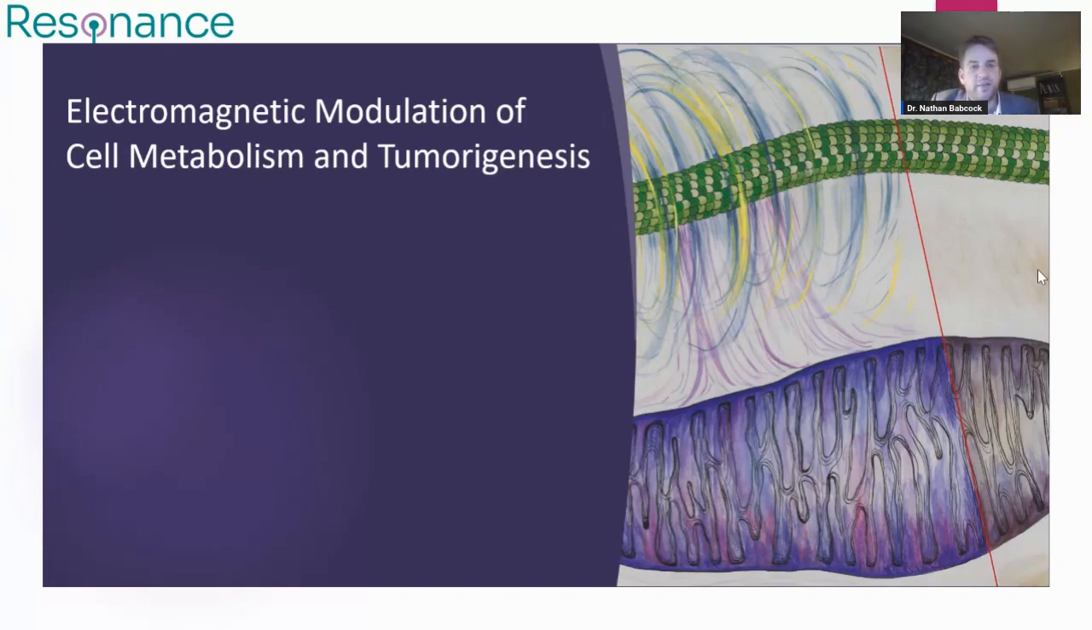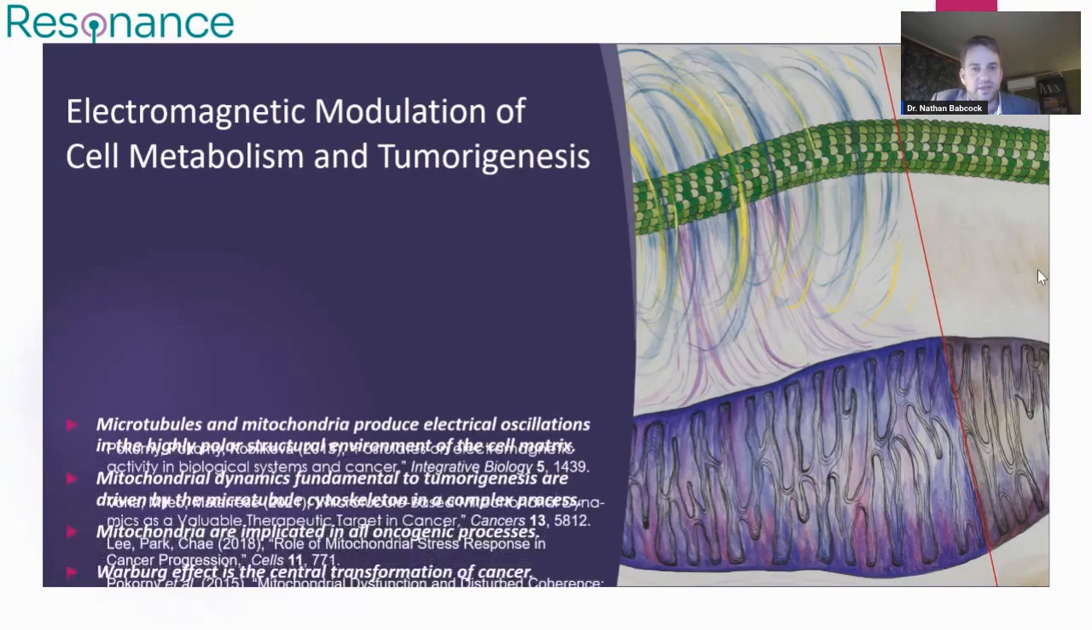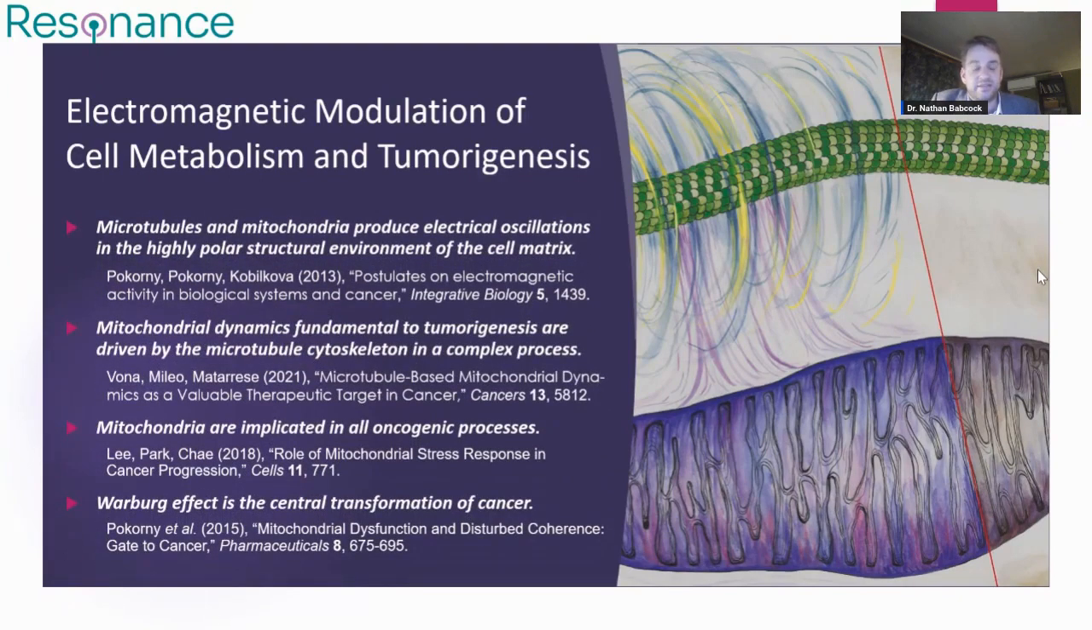Now, electromagnetic modulation is an important aspect of cell metabolism and can be relevant to many processes, disease processes, including the formation of tumors. Now, inside cells, I showed the picture of the microtubules in the cytoskeleton surrounding the nucleus. They were shown in green, and they connect with the mitochondria, the so-called energy powerhouses of the cell, to produce electrical oscillations in the very polar, positively and negatively charged environment of the inside of the cell matrix.